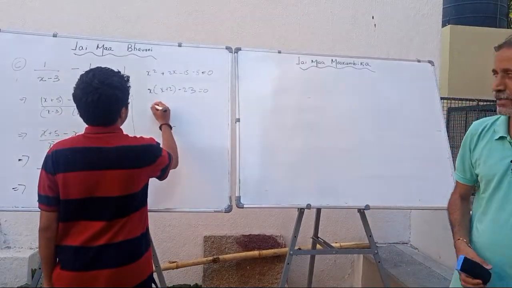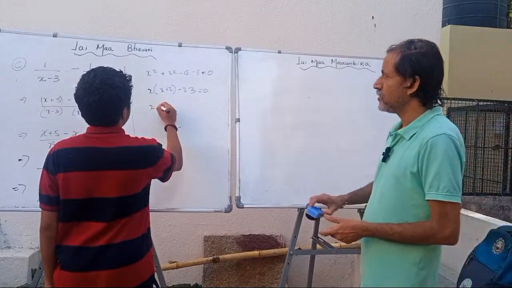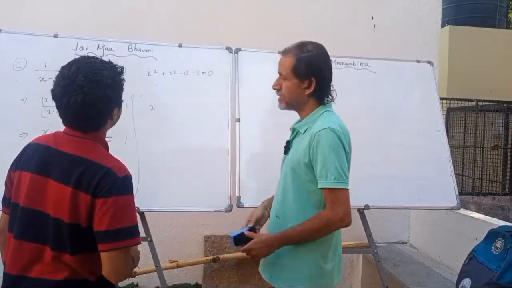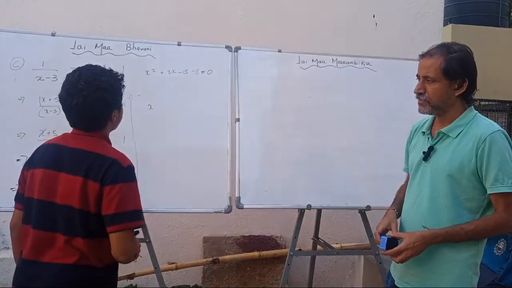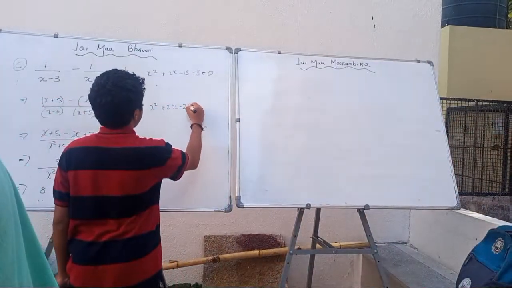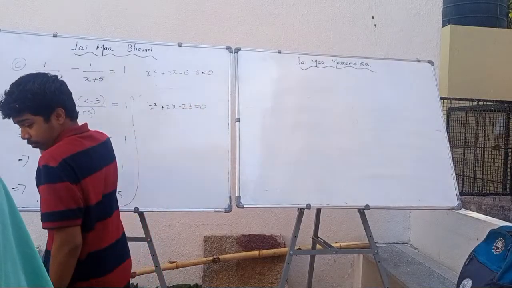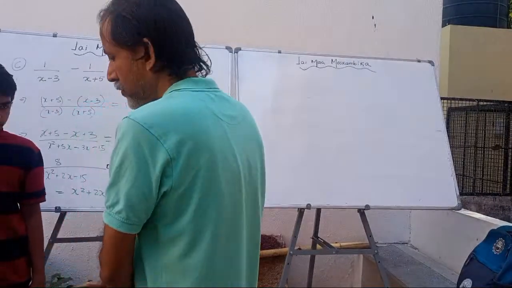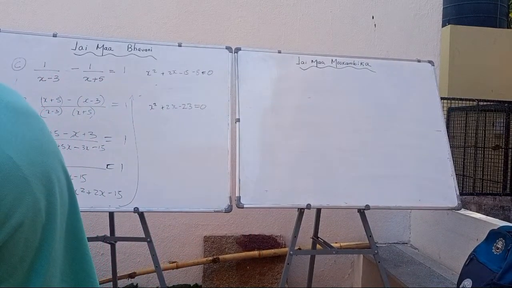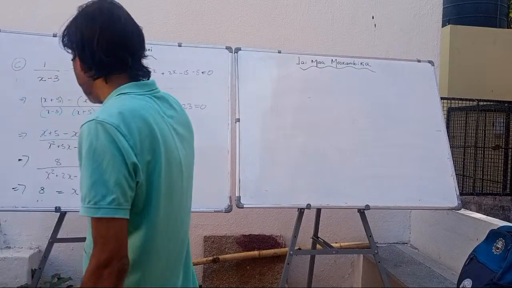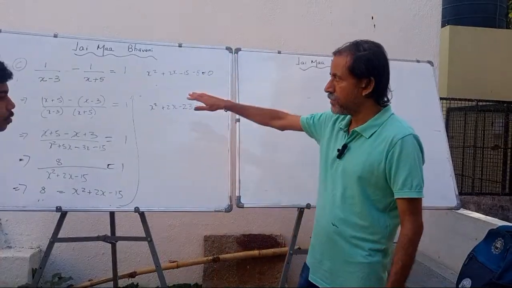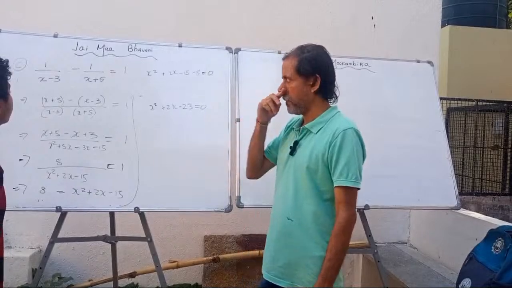No, you understood, right? x square plus 2x minus 23 is equal to 0. Okay. So now what do we do? See, there are 4 options here. x is equal to minus 5. x cannot be equal to minus 5. Why? What will happen if x is equal to minus 5 here?